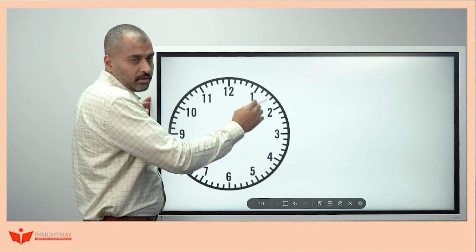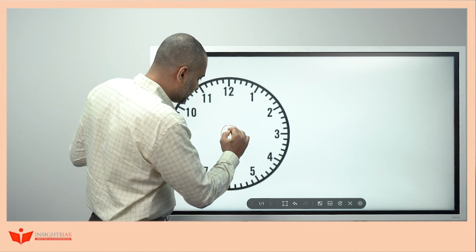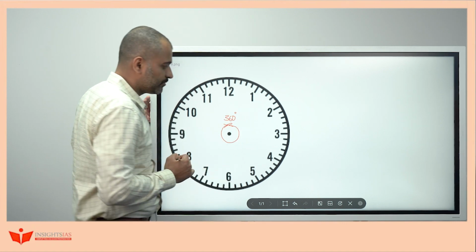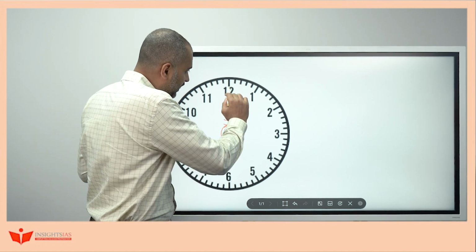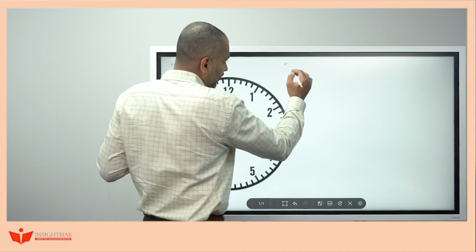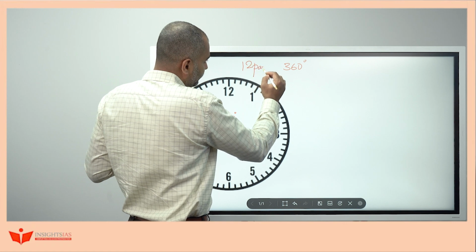This is an analog clock, or else we can call this an O clock. This angle here is the complete angle, 360 degrees. Okay, this 360-degree angle is converted into 12 parts here, from 1 to 12.